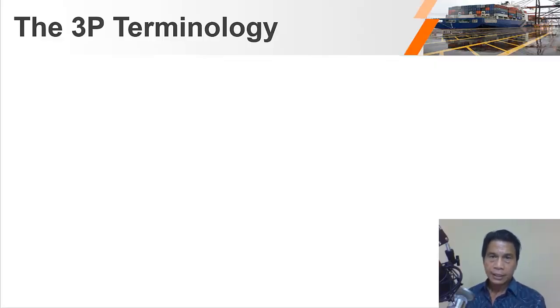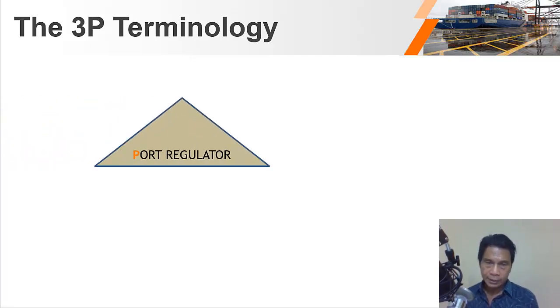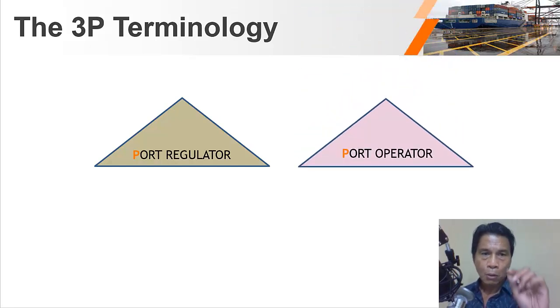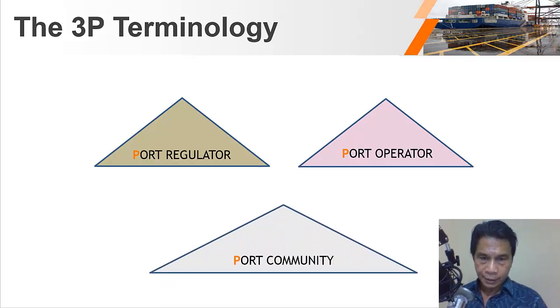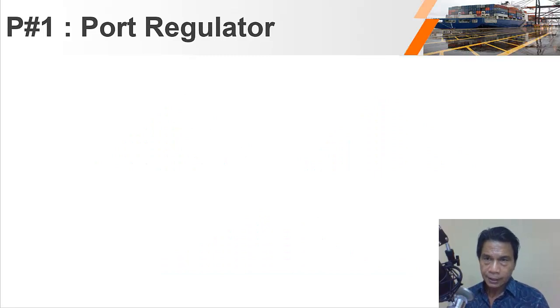Okay, in this slide, let's see the contents of the 3P terminology. Number one is port regulator. Number two is port operator. Number three is port community. And in the next slide you will see what P number one, port regulator, is.